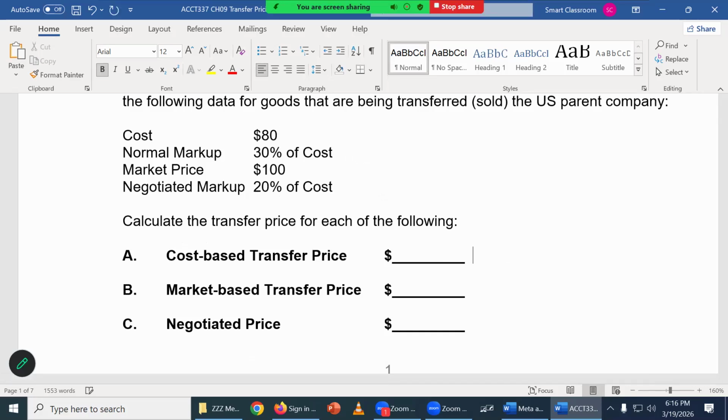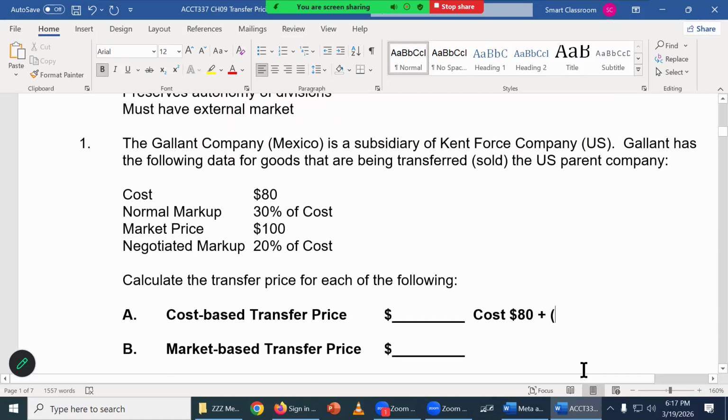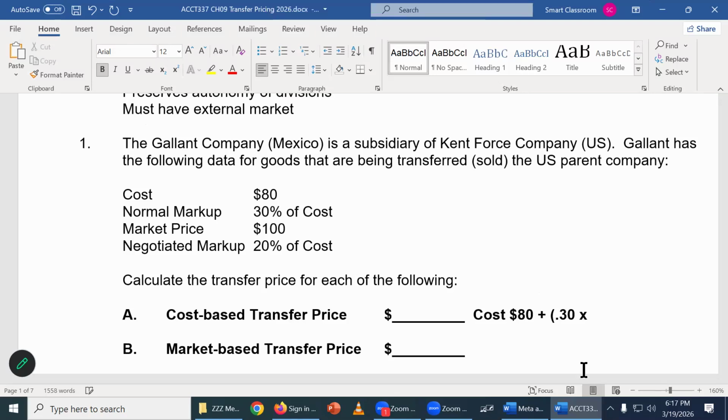Well, yep. So we'd use a cost, which is $80, plus normal markup is 30% of cost, 0.30 times 80. 0.3 times 80, 24? Yes, 24. That'd be 104, I think.